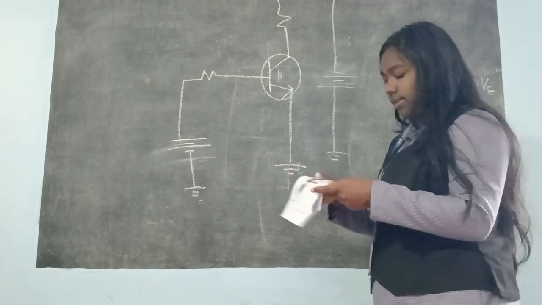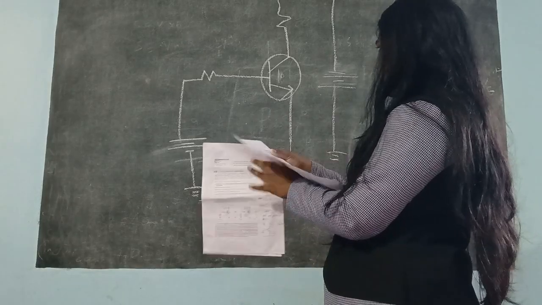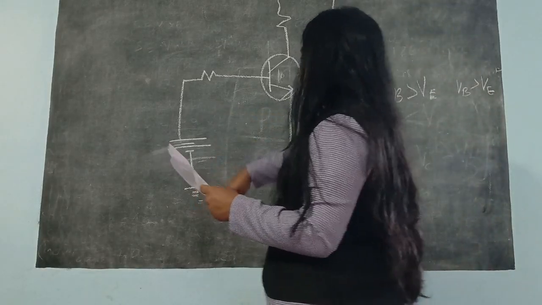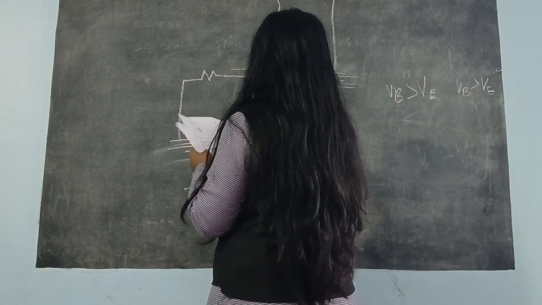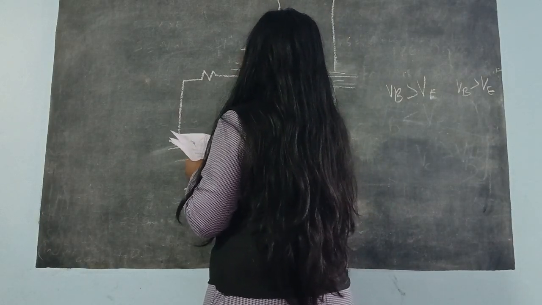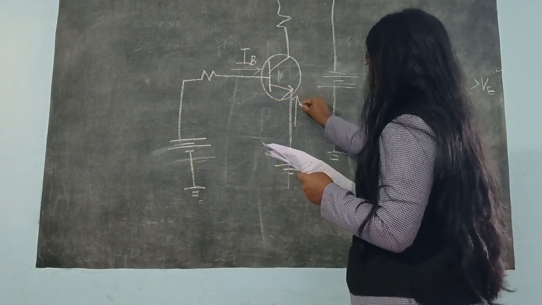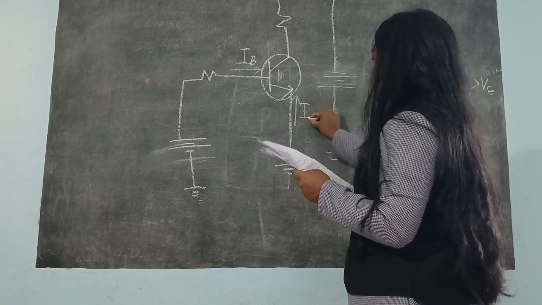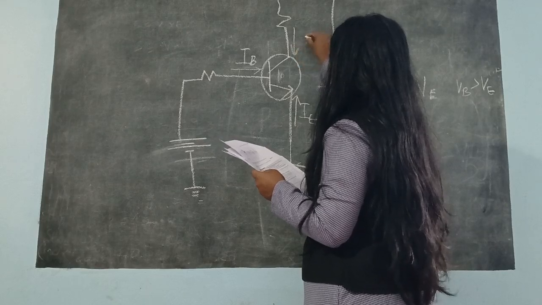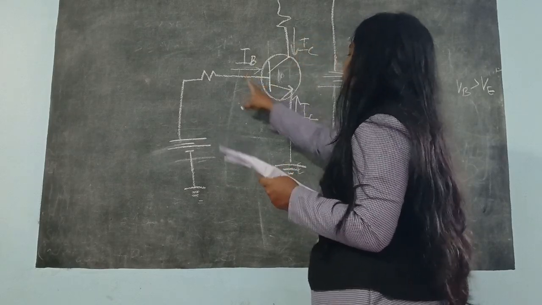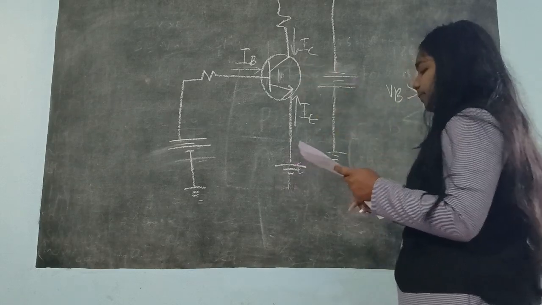And next we are going to discuss the transistor currents. We know that this is the base region, this is the collector. This is the base current IB, this is the emitter current IE, and this is the collector current IC.